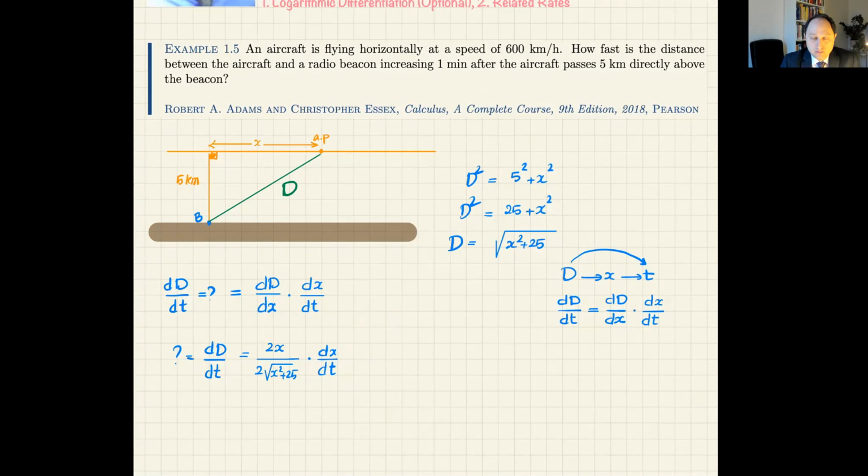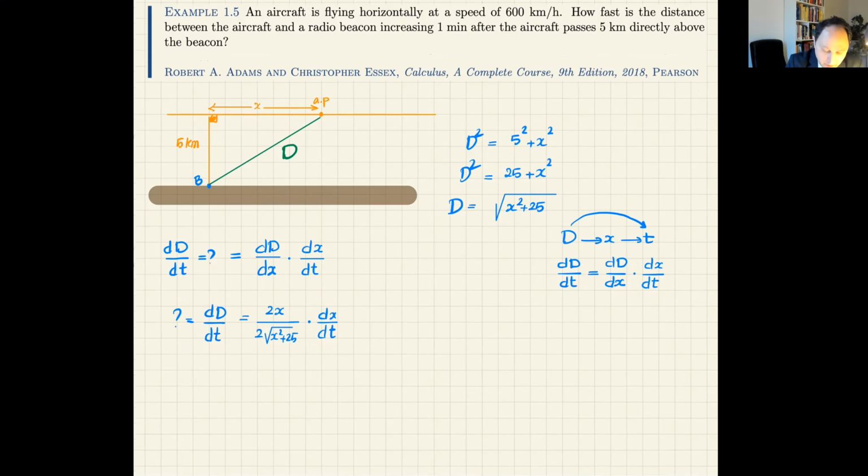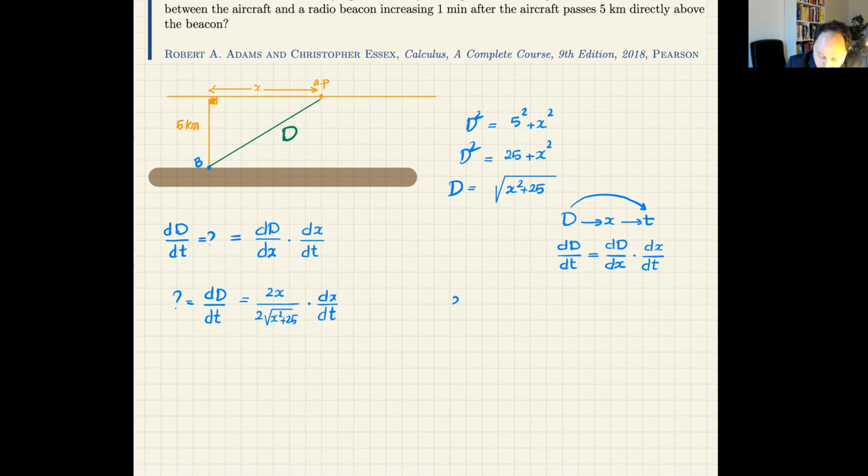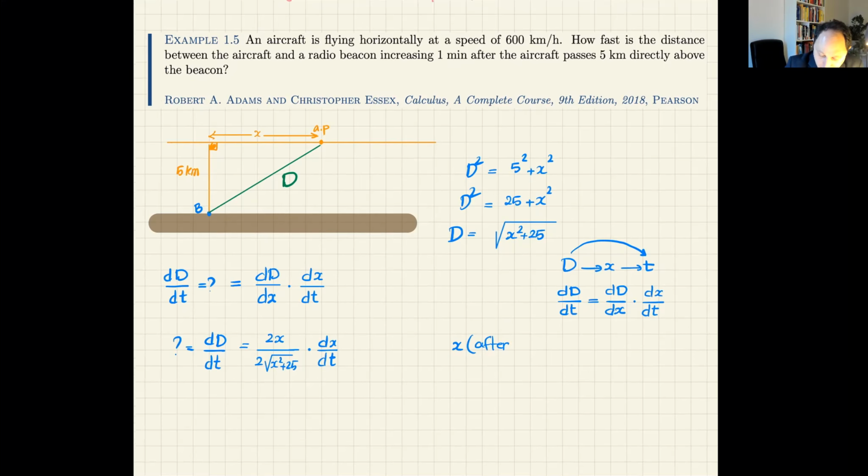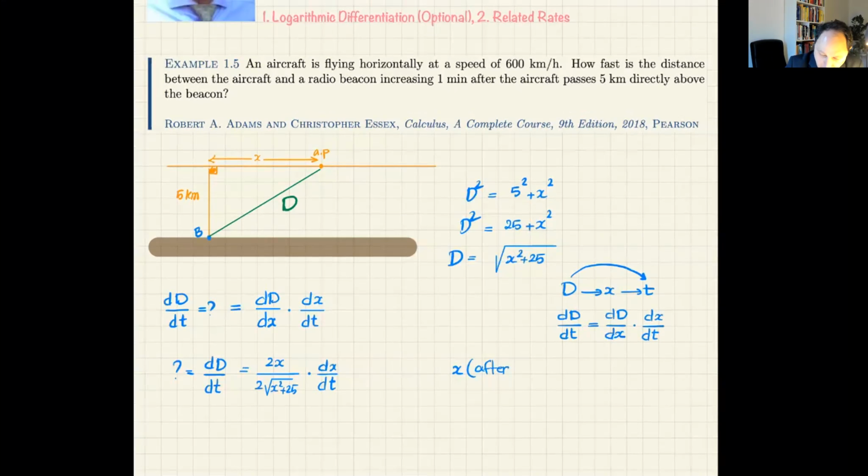600 times 1 over 60. Exactly. So that is very good. So hopefully every one of you knows. So x after 1 minute is equal to the speed of the airplane multiplied by time. 1 minute is 1 over 60 of an hour. So you need to write it in terms of hours, yes? 1 minute is 1 over 60 hours.